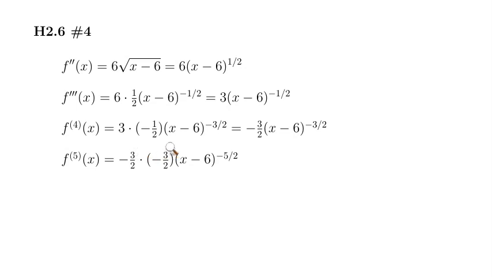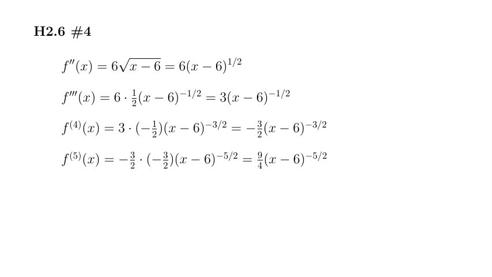The negatives cancel out. 3 times 3 is 9, over 2 times 2 is 4, so we get the fraction 9/4. We put that in there. Then you still have the quantity x minus 6 raised to the negative 5/2 power. So we got that.